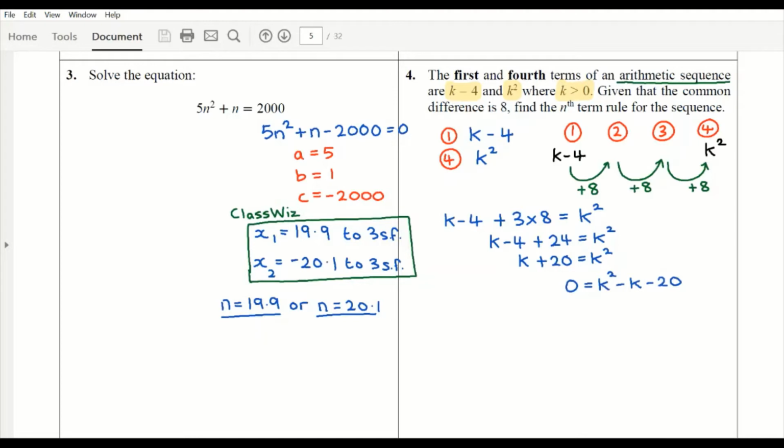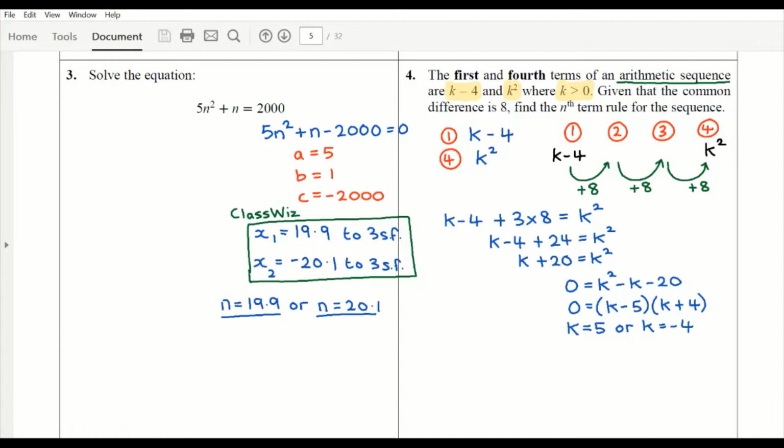Now, I don't think we'll need to use the class whiz this time for this. We should be able to factorize this. So 0 is equal to k. Now I have a negative k, so it looks like negative 5 multiplied by k, add 4. Okay, so to solve the equation, that means that k is equal to 5 or k is equal to negative 4.